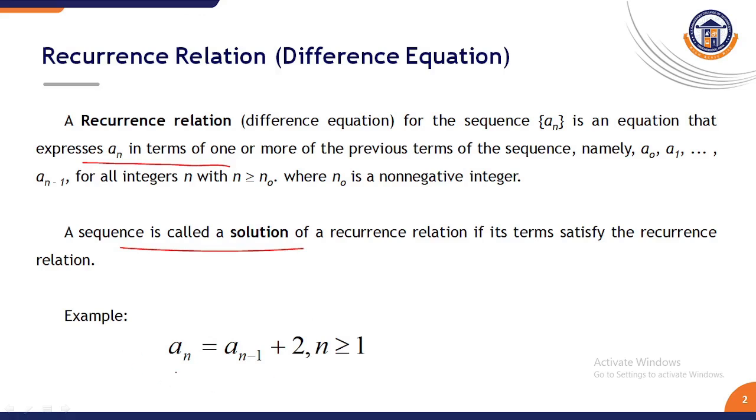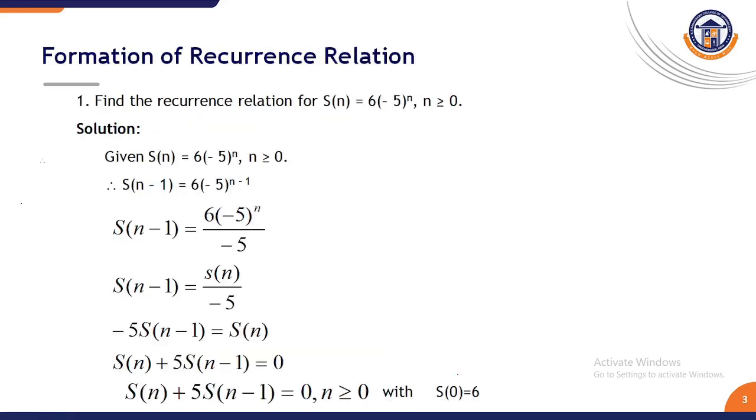This is an example of a recurrence relation. Here an is expressed as its previous term an minus 1 plus 2. Now see the formation of a recurrence relation. Find the recurrence relation for the sequence Sn. It is defined as 6 into minus 5 whole power n. Here n varies from 0 to infinity.